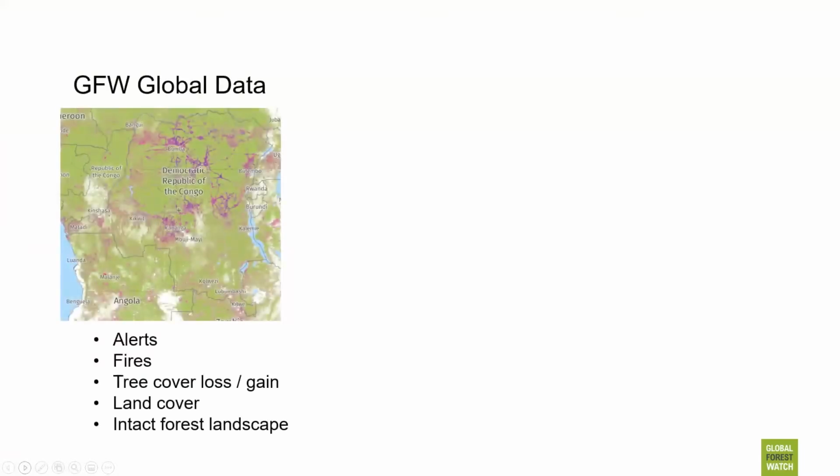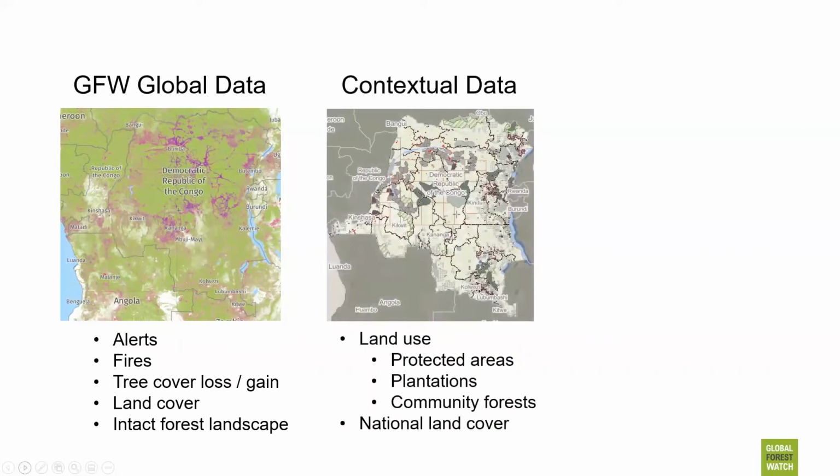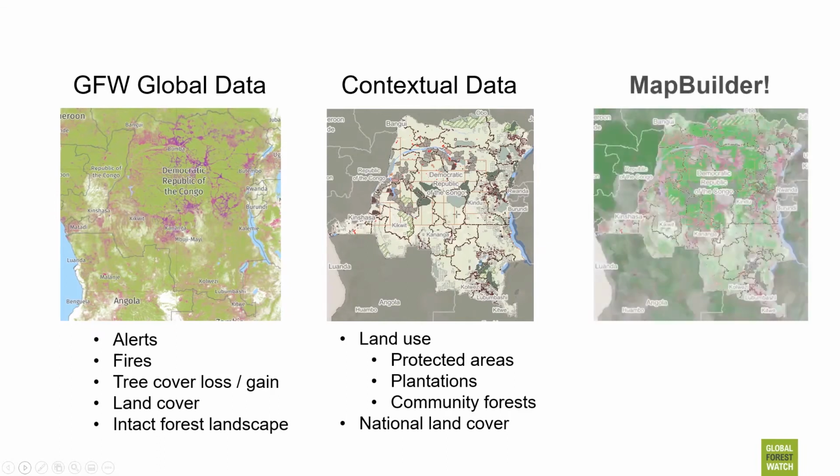MapBuilder includes preloaded data like the near real-time deforestation and fire alerts, the tree cover loss and gain data, land cover data, intact forest landscape data, and more. And you can then overlay it with your own important data sets, your own contextual data, such as national and regional land use data, national land cover maps, or any other data that you find relevant for your project. And the result would be your own MapBuilder.